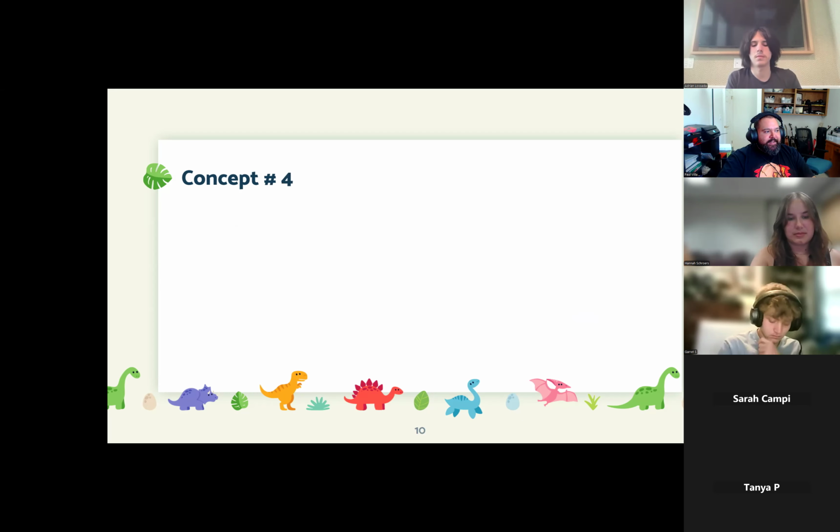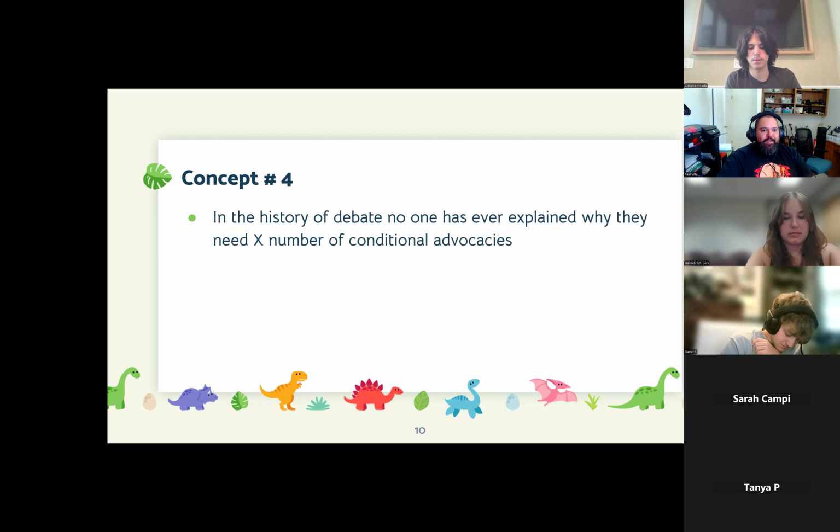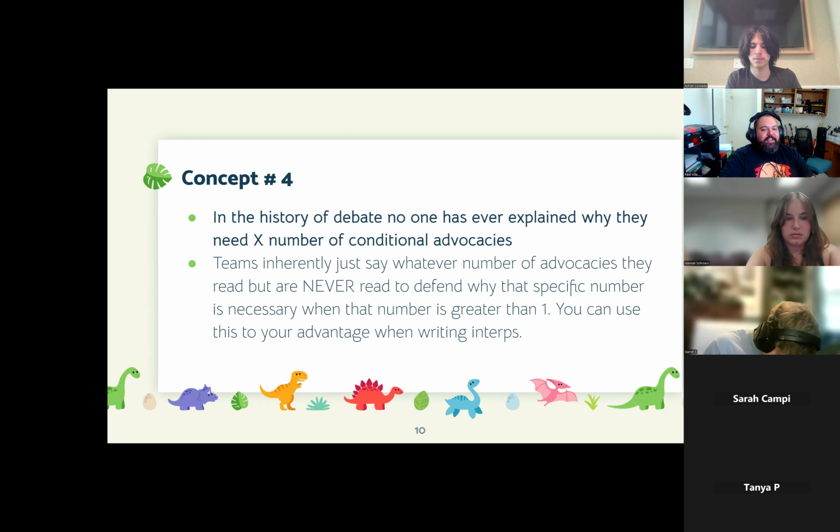Concept 4, and then we're going to take a break from concepts, I think. In the history of debate, no one has ever explained why they need X number of conditional advocacies. Okay, I mentioned this earlier. Teams inherently just say whatever number of advocacies they read, but are never ready to defend why that specific number is necessary when that number is greater than 1. You should use that to your advantage when writing interps. Again, this could be as simple as saying they get 2 condo when they read 3.